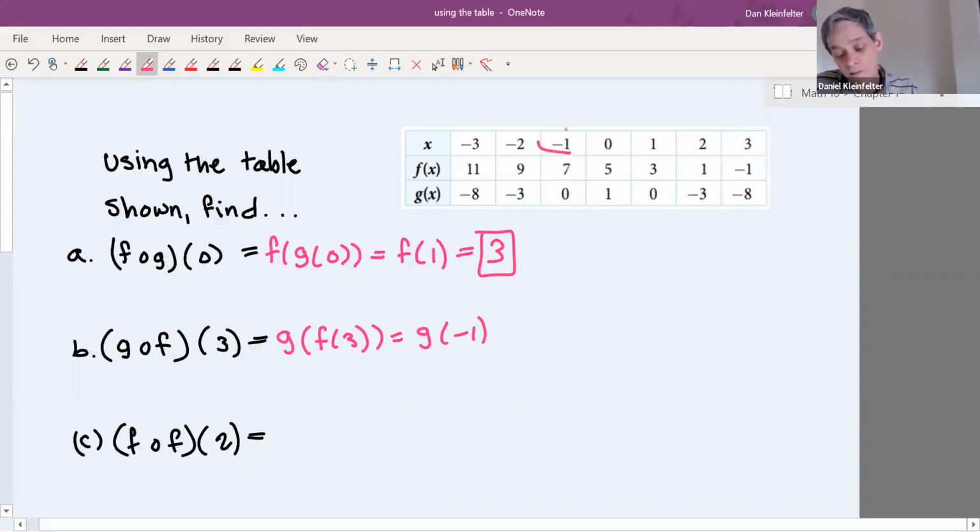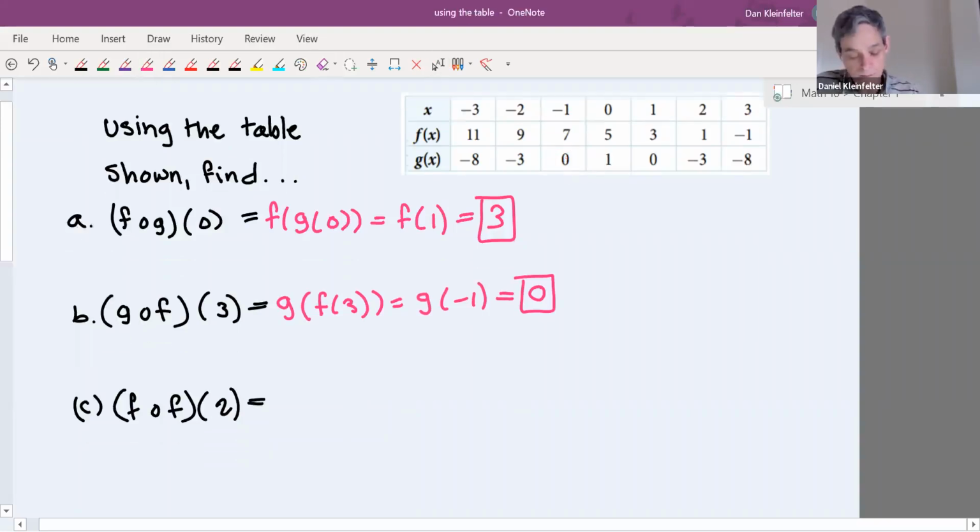Where's -1? An input of -1, we're going to put that into g and get 0 out. Make sure that you can see where each of these is coming from. And if you can't, let me know.